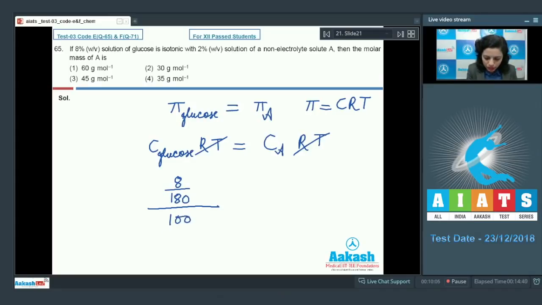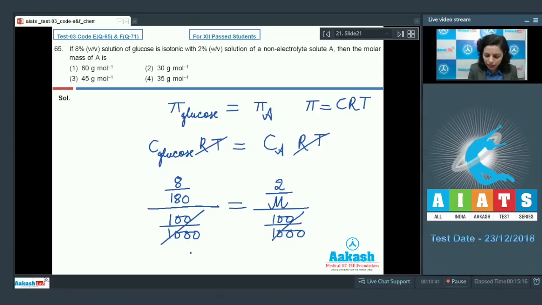That volume you are taking here, let's assume 100 ml because it is 8% weight by volume. So 100 ml it is, and it would be divided by 1000 also. It should be equal to the concentration of this solution, that is of non-electrolyte solute A. We don't know the molar mass of this, but we know the amount of this. This is 2% weight by volume, that's why I'm considering it 2 gram. That should be divided by the molar mass of this solute. Further, it is divided by the volume that we are considering here, 100 upon 1000. This term can be cancelled out.